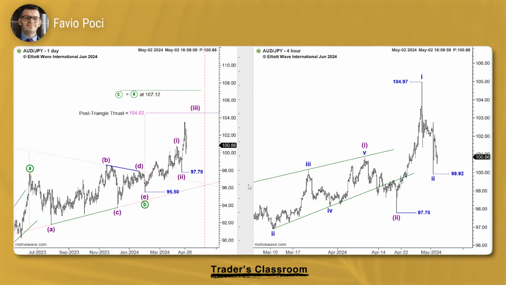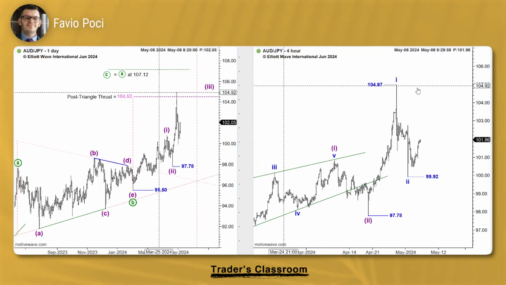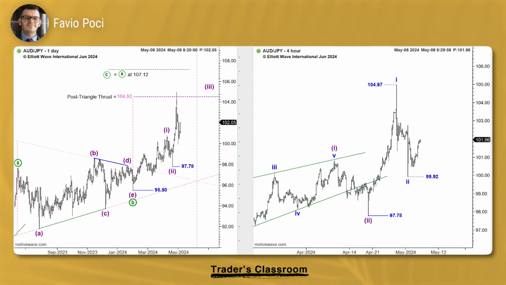Now it's just a matter of completing this 5-wave sequence, post-triangle thrust in wave C from 95.50. And I've started to become worried about this series of 1s and 2s, as I don't like, as I said, to be that aggressive in a post-triangle thrust, as it is a terminal move. So we need to continue to see this price action trade above 104.97 as soon as possible to further validate the current expectations.